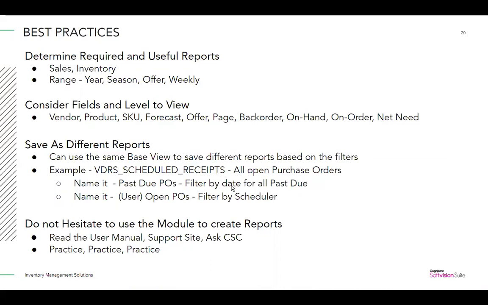I could put in a past date, and that's past due POs. That does not update all the time. So in other words, if this week you said, I want everything earlier than this week, 3 weeks from now, you would have to go in and adjust that date for going back, because it won't automatically update. But that filter will be there. You could call it past due POs. And for the same view, you could create ones by scheduler, call it Stu's open POs, whatever username you have.